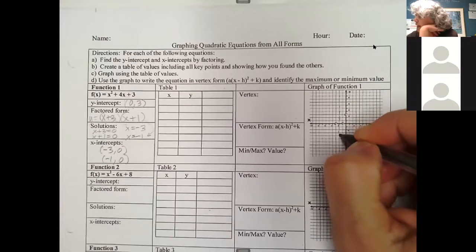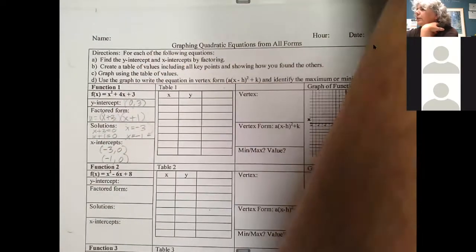And so the vertex x coordinate, oh, my cat is playing here. Hey.